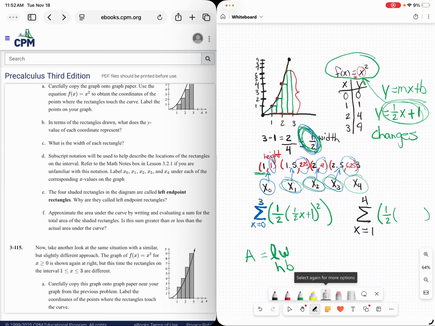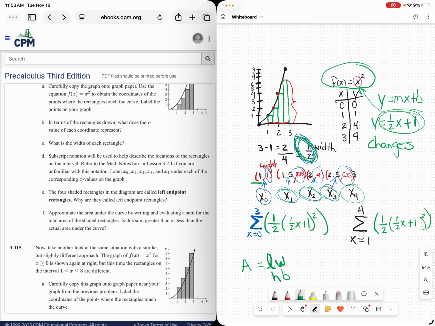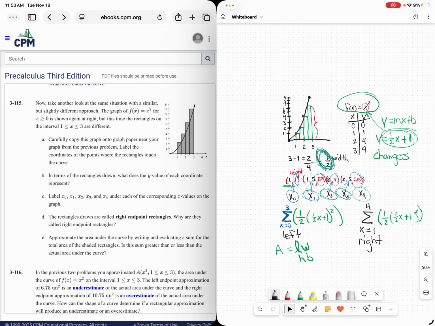Okay, so it's the same formula over here, right? 1/2 x plus 1 squared. Same formula. We just changed our starting point, 0 to 3, 1 to 4. So we actually now have done left endpoint and right endpoint for both of these. Now we haven't drawn right endpoint rectangles, but we have the summation for it, so we can just put in the summation. And as we put in those summations, here's what we're going to get.